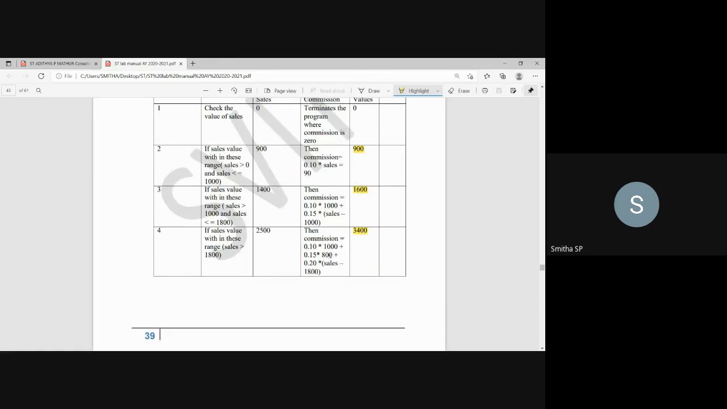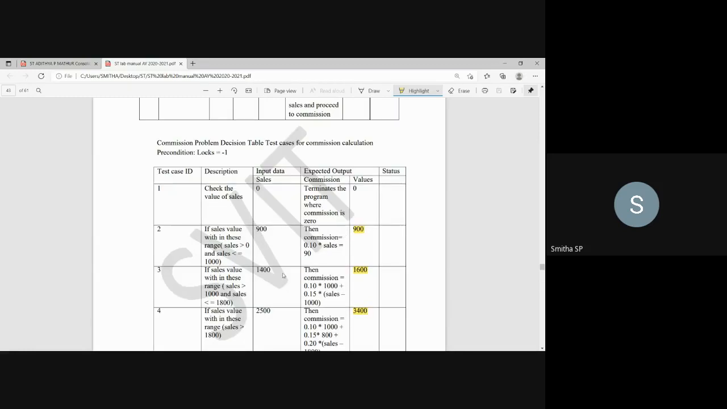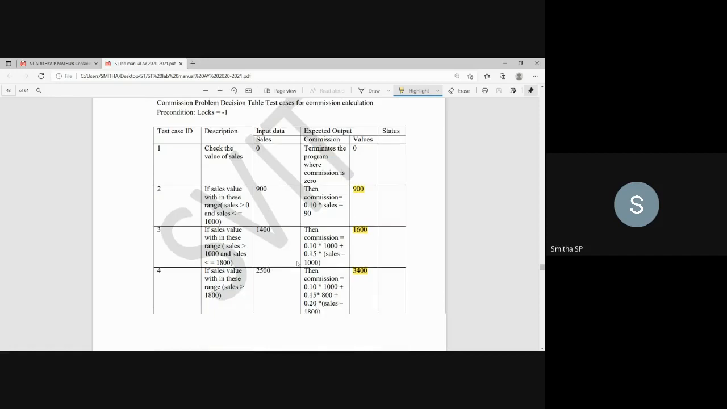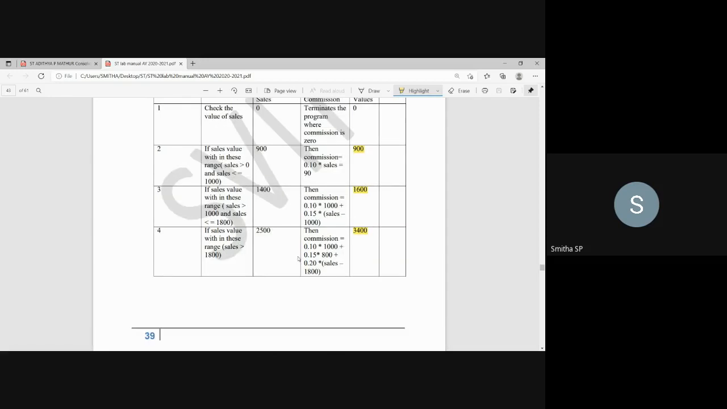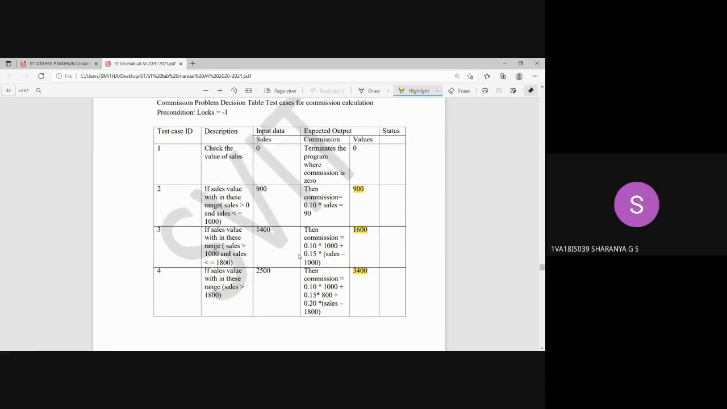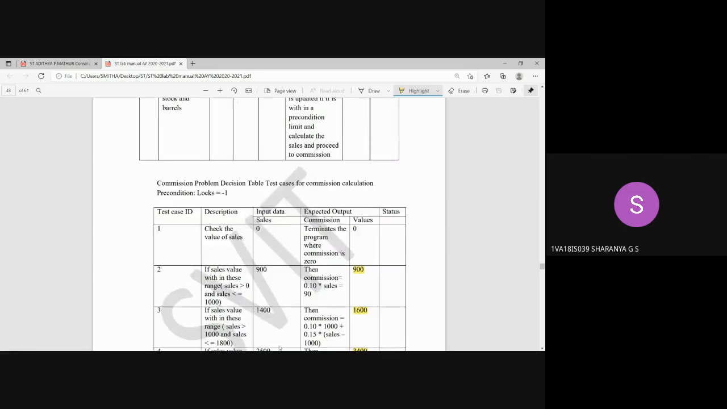Okay, so this is how you have to calculate the commission, and you have to write the decision table test cases by looking into the decision tables. Clear? No? Any doubts? Clear. Okay.